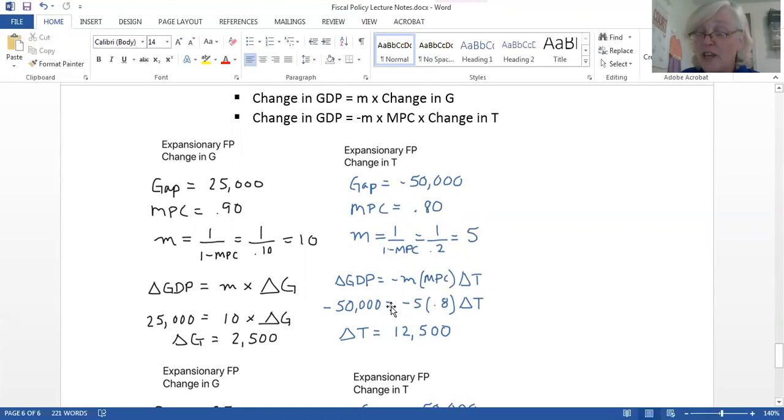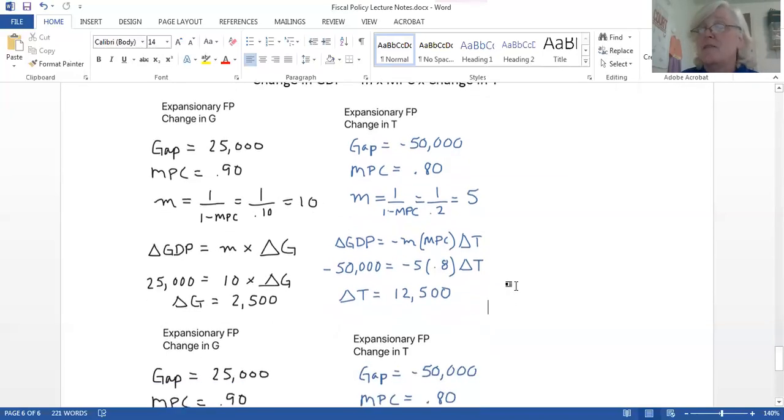I know my change in GDP is negative 50. I put the negative sign out front. My M is 5. My MPC is 0.8, and then times delta T. When I multiply this all out, this becomes negative 4, and then I divide both sides by negative 4, negative divided by negative, this is positive. I need to increase taxes, right? Increase taxes by 25,000 in order to contract the economy. This is not expansionary, this should be contractionary, sorry. In order to contract the economy.